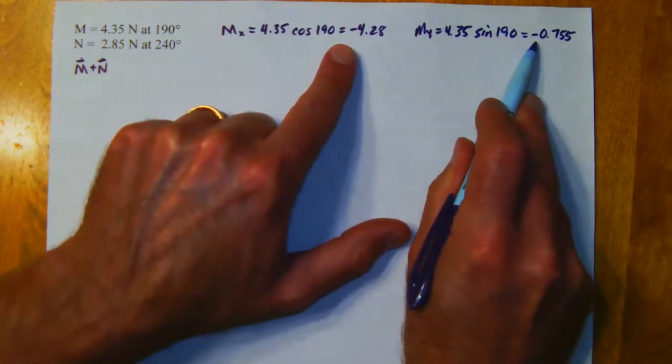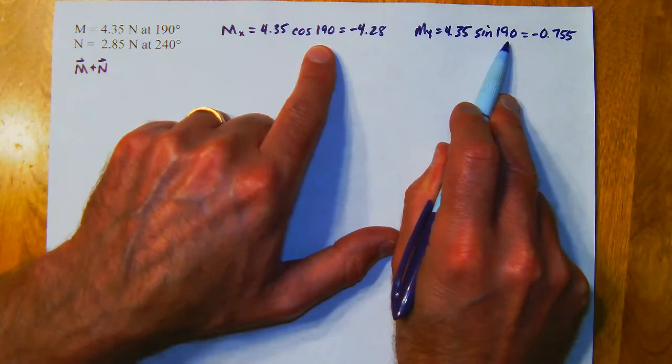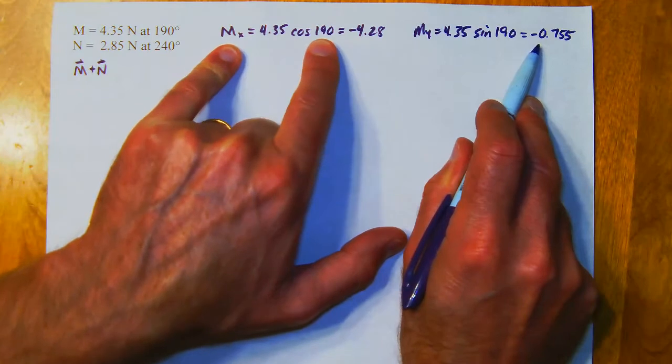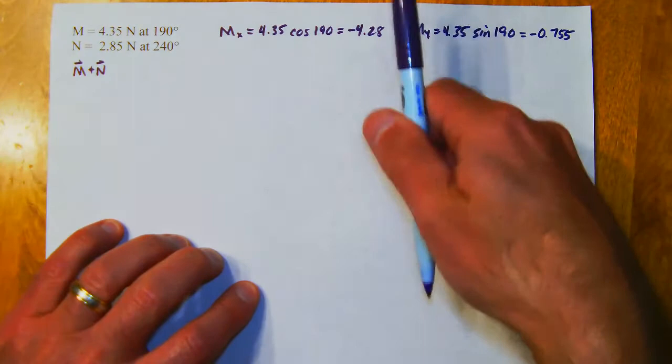Now, should they both come out to be negative? Yes, they should, because 190 is in the third quadrant. Should the x value be greater than the y value? Absolutely, because 190 is heading more in the x direction than it is heading in the y direction.